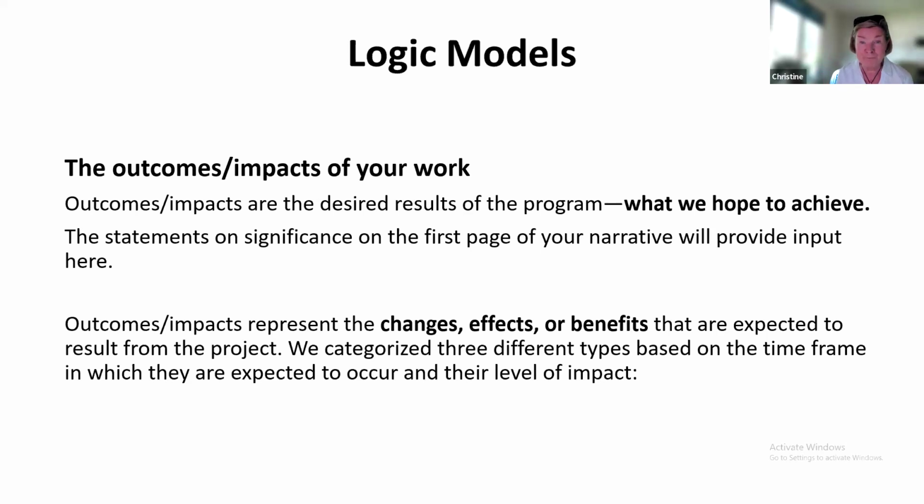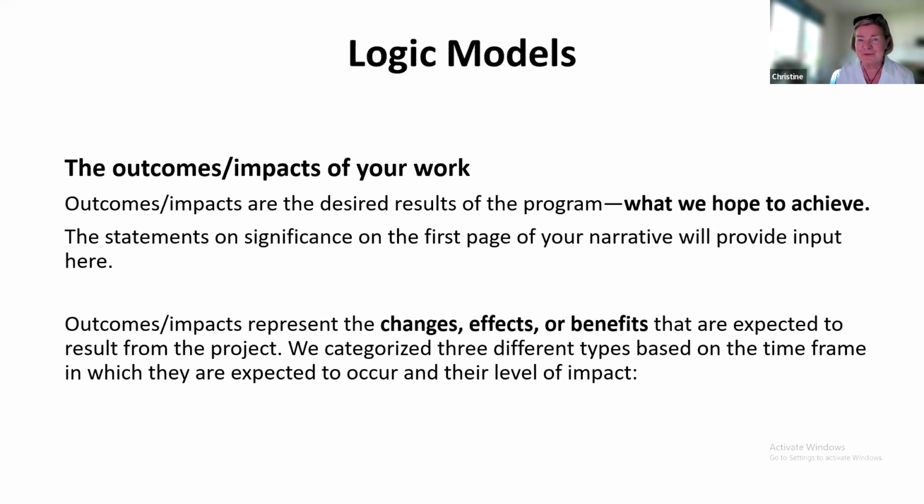This is what we hope to achieve in the medium or longer term. So that is something that goes towards your goal. Outcomes and impacts represent the changes, effects, or benefits that are expected to result from your project. They typically do not happen within the funding period. It will happen after the funding period. Typically, they are categorized in 3 separate categories: short, medium, and long term, which can be a little bit of a hassle, because how do you determine which falls where?